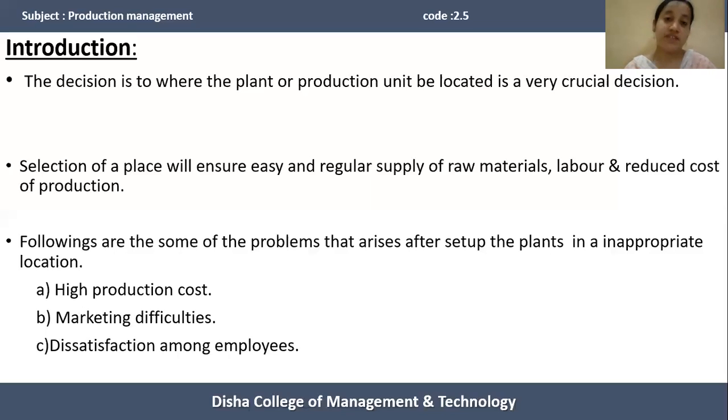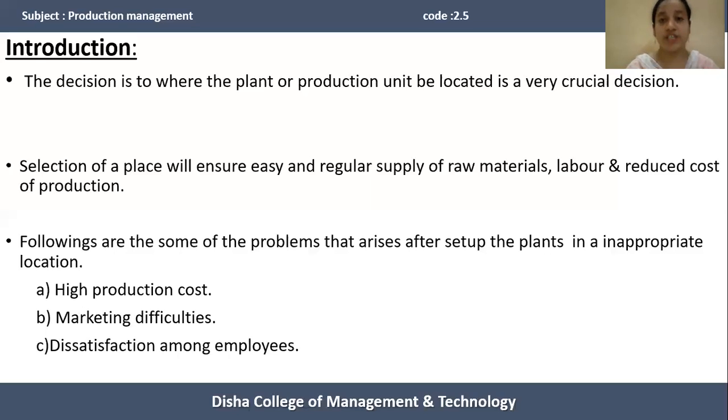If the industrialist is unable to identify a good location for their plant, if they choose an inappropriate location, then they face a lot of difficulties, a lot of problems arise for them. What problems arise for the firm if the industrialist is unable to identify a good location? I will discuss now. Let me discuss all the problems one by one.